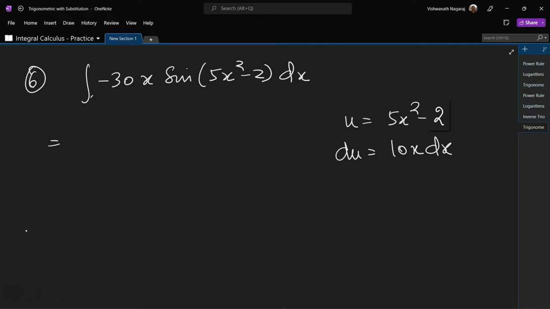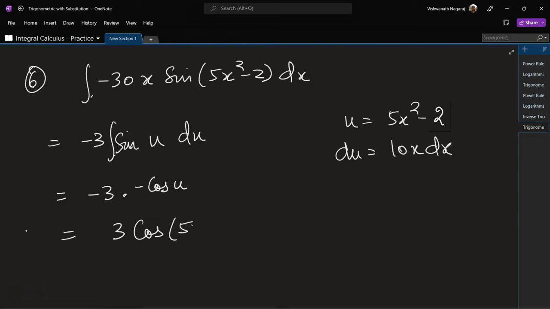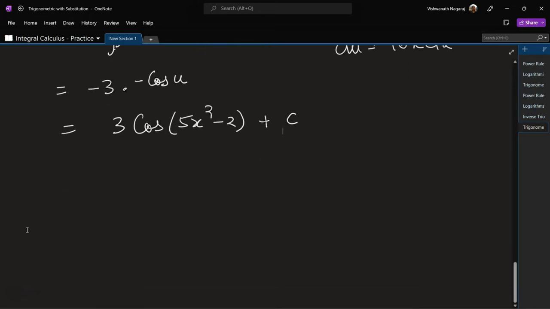Now we want 10. So let's take minus 3 out. We have 10x dx. So that becomes du. And we have sine of u. And we know if we integrate sine u, we get minus cos u. So this becomes plus 3 cos of 5x square minus 2 plus c. That is sixth one. Let's look at seventh one.